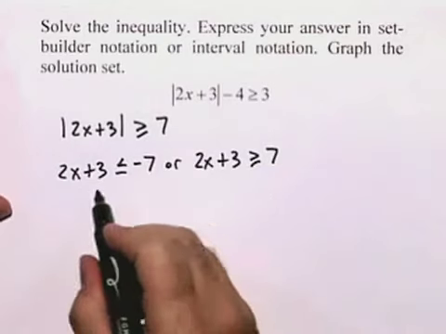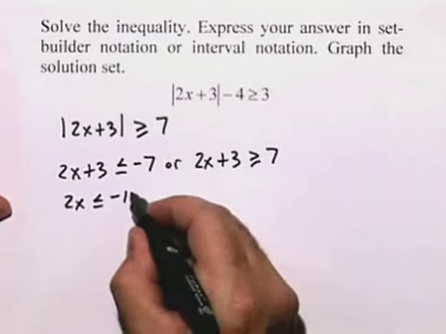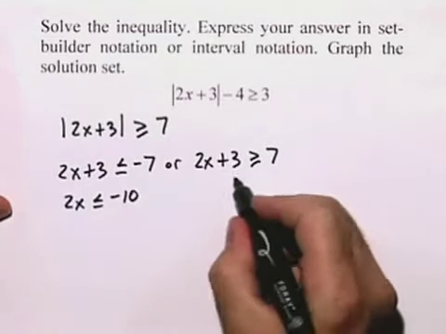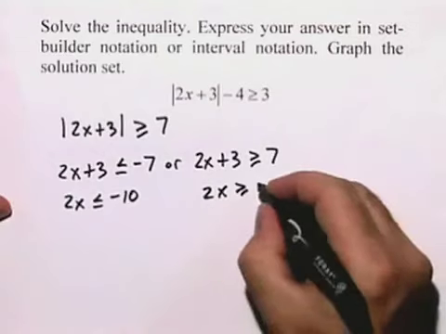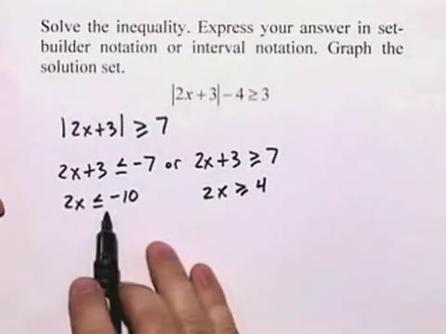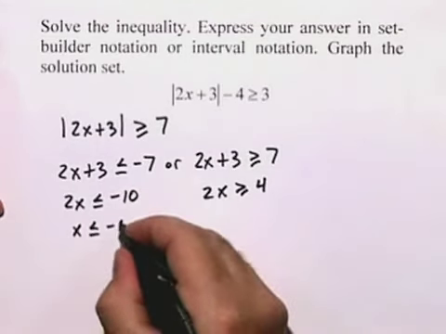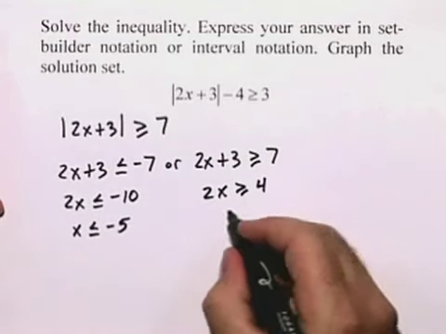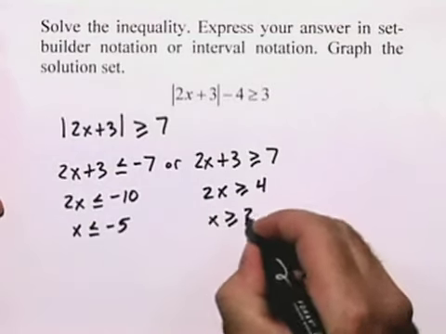We'll subtract 3 from both sides to get 2x is less than or equal to negative 10. Same thing here. We'll subtract 3 from both sides. We'll get 2x is greater than or equal to a positive 4. Divide both sides of the inequality by 2. That gives us x is less than or equal to negative 5. And if we divide both sides of this inequality by 2, we'll get x is greater than or equal to 2.